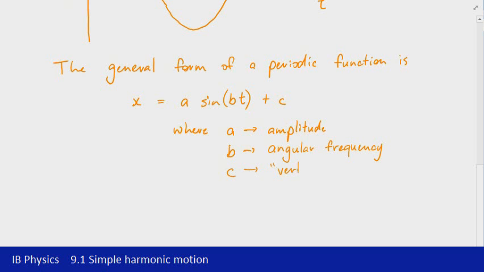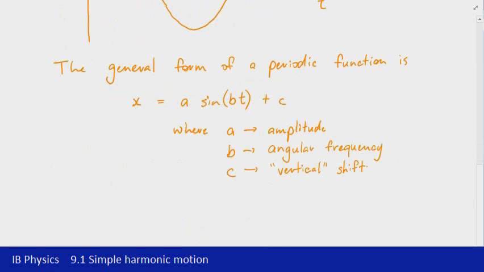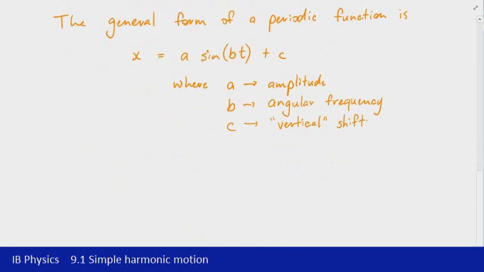What we mean by vertical is if you look at the graph, the value of c would mean that the graph would sit up here somewhere instead, so it sits above the horizontal axis. In the case of what we're dealing with, simple harmonic motion, we'll see that it will always be 0.